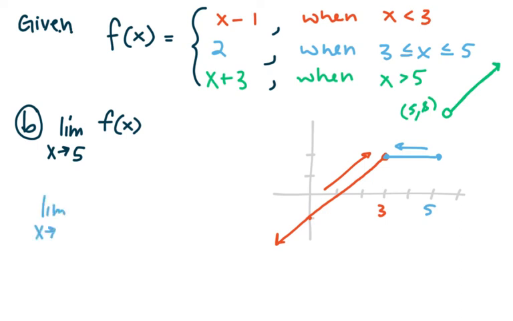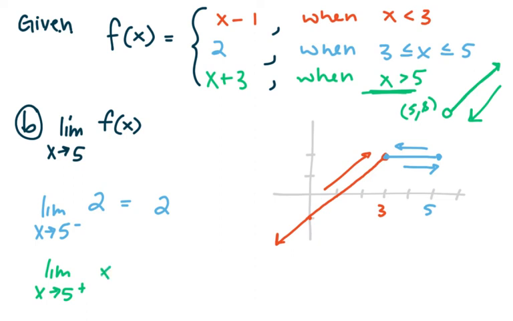as x approaches 5 from the left of the function? Well, approaching 5 from the left means we're using that middle piece, or 2. And the limit of a constant is the constant. Let's look at the other piece. Approaching 5 from the right. Approaching 5 from the right means we're using the green piece. x is greater than 5.